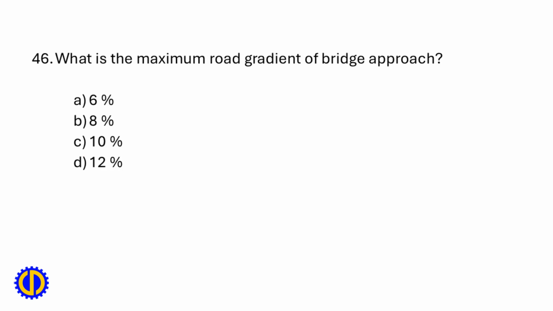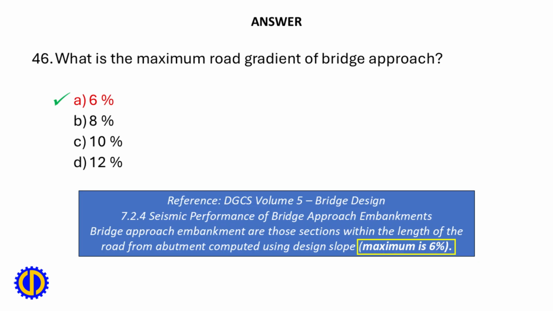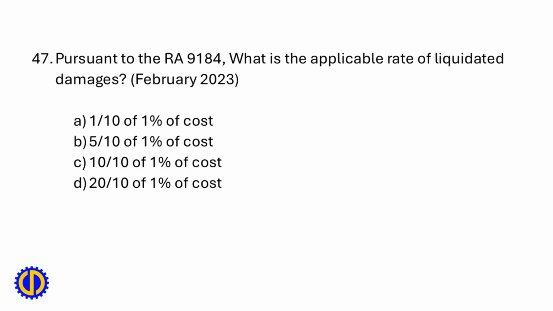46. What is the maximum road gradient of bridge approach? A. 6%, B. 8%, C. 10%, D. 12%. A. 6%. Reference, DGCS Volume 5, Bridge Design, 7.2.4 Seismic Performance of Bridge Approach Embankments. Bridge approach embankments are those sections within the length of the road from abutment computed using design slope, maximum is 6%.